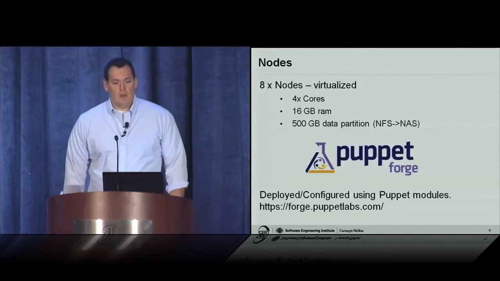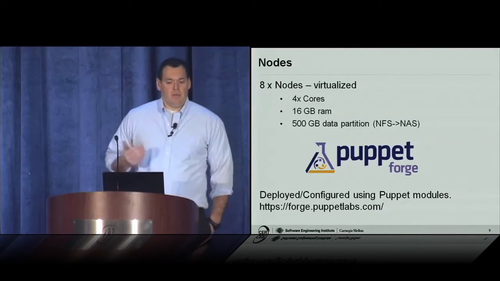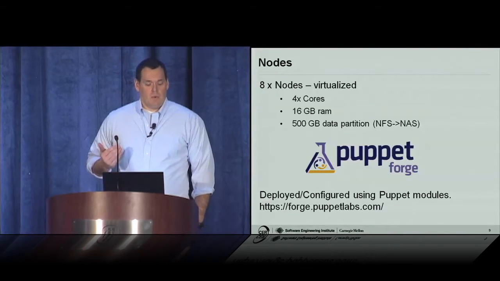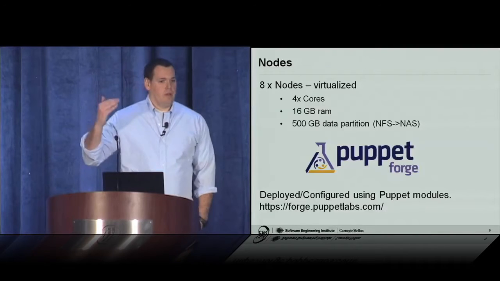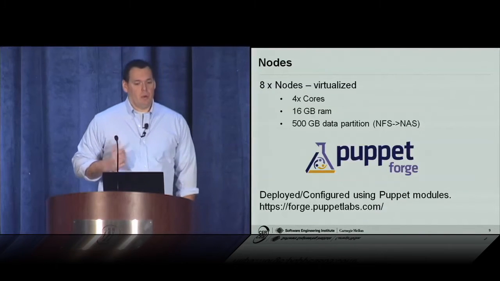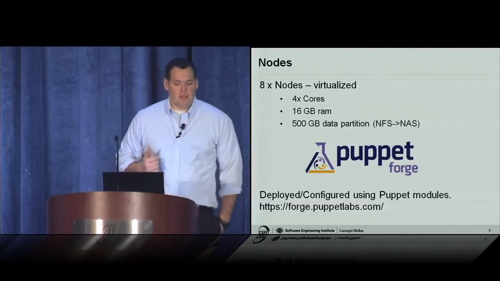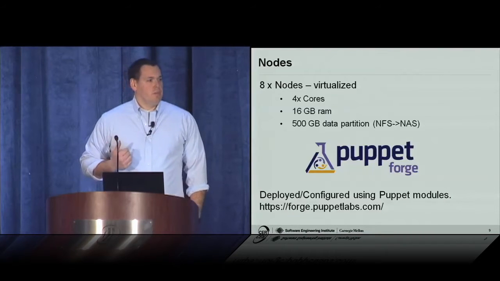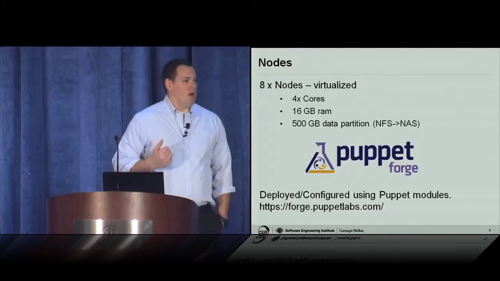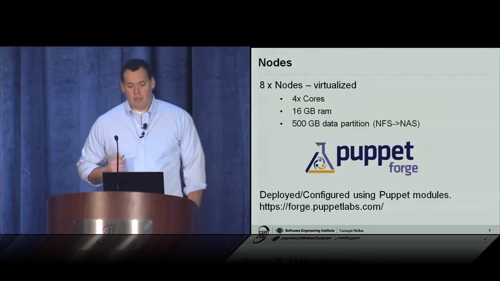So, all right, and this is our physical breakdown. We just recently expanded from 4 nodes to 8 nodes because our Java heap on our 4 nodes was hitting like 99% utilization. So basically we have 8 nodes, 4 cores each, 16 gigs RAM, 500 gig data partition, which is on NFS, and pretty much everything is deployed using Puppet, and specifically the Puppet Forge module, if you're familiar with Puppet. Its Elasticsearch module is really good.